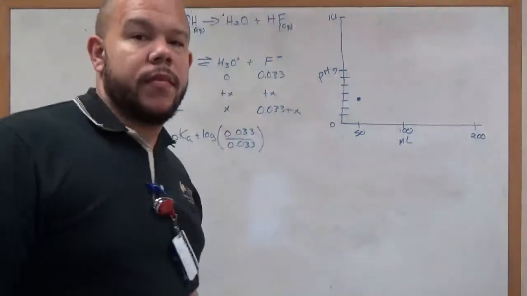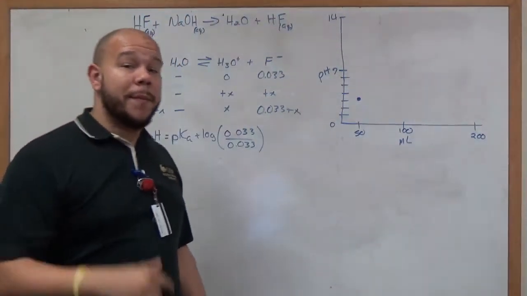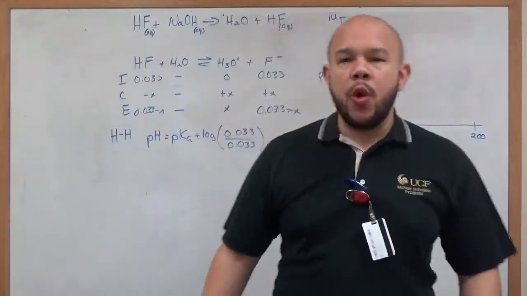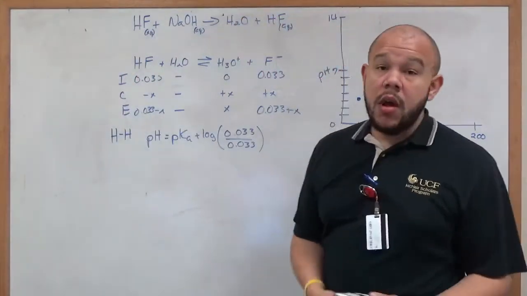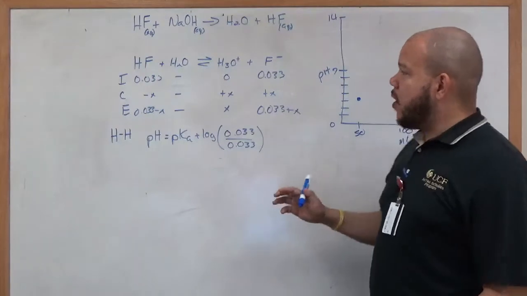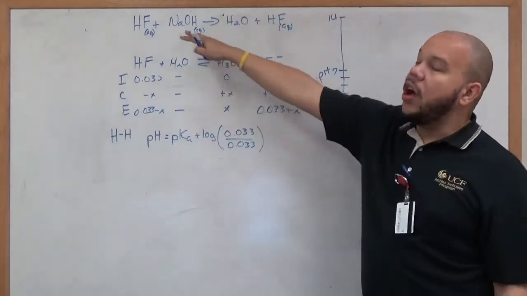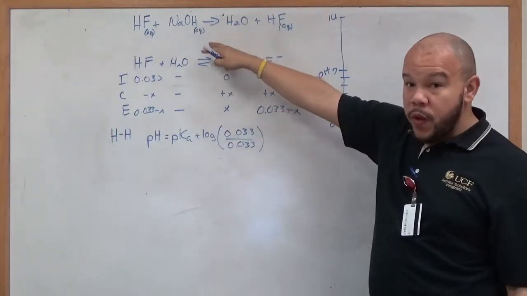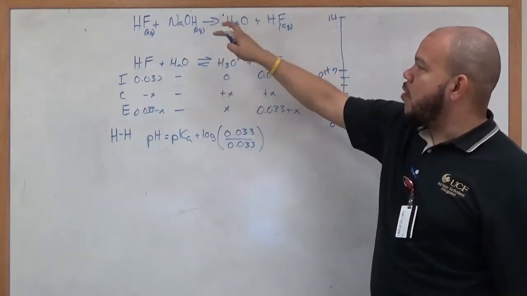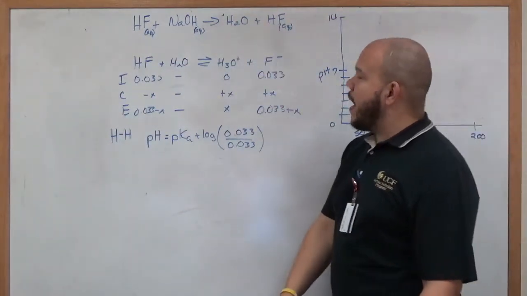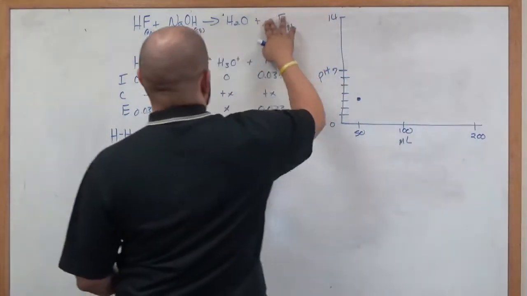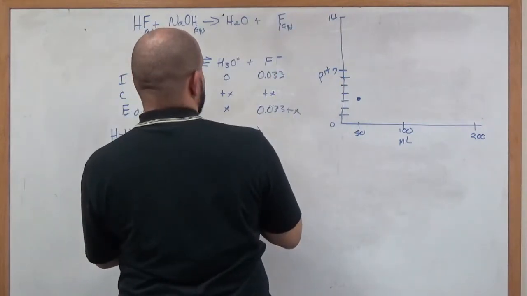Okay, how's everybody doing? I wanted to complete part one of the titration video. I'm going to pick up where we left off. We left off with the titration of HF, a weak acid, with sodium hydroxide, a strong base, to create water and NaF, excuse me.